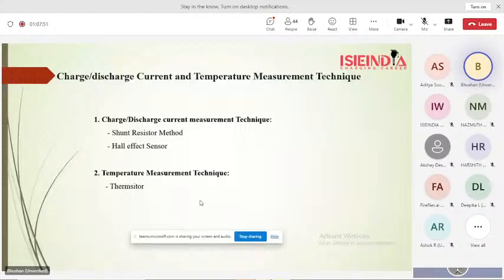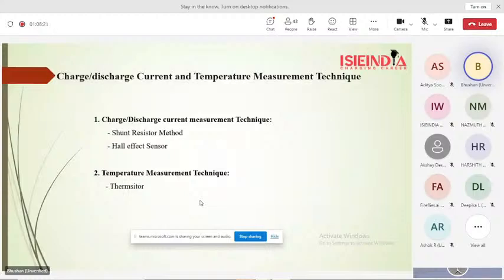The shunt resistance method is there, and the Hall effect sensor method is also there, to estimate the current of the battery. In the shunt resistance method, the current flows through the resistor, and then we calculate the balancing current, that is, how much balancing current will be required for the cell.